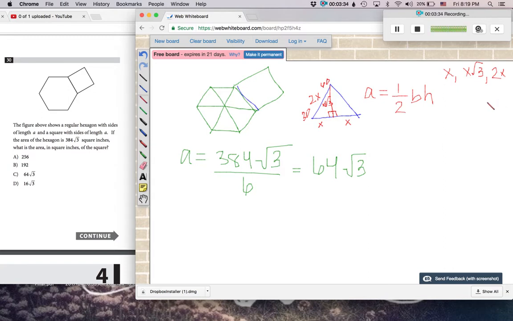So now we have a lot of information, now that we know our 30, 60, 90 ratios, that we can plug into our formula. So look at this: 64 square root of 3 is equal to what? Well, we've got our 1/2, and then we've got our base. Remember, we're talking about the big triangle again, right? Because we want to know for the big triangle, the base of the big triangle is what? It's actually 2x because we have to count both x's. So 2x for the base times the height. What's the height? The height goes right up that center. It's x square root of 3.